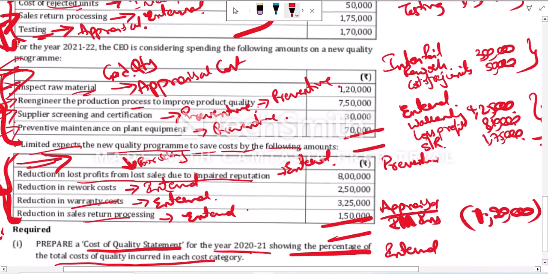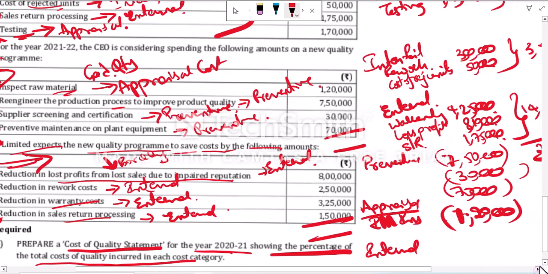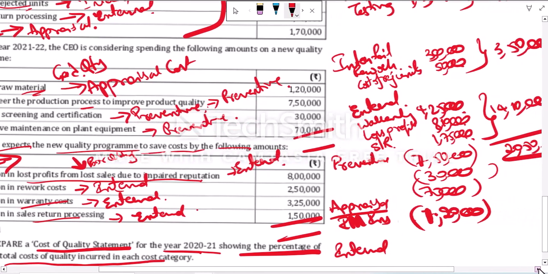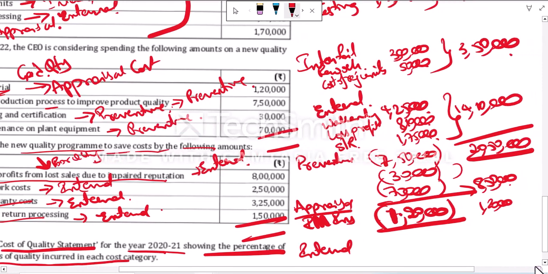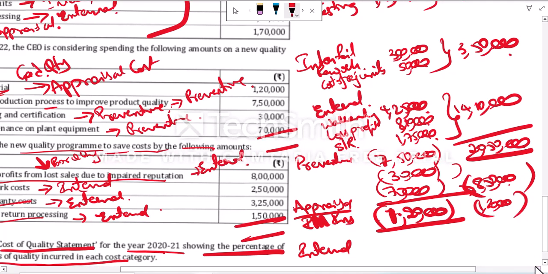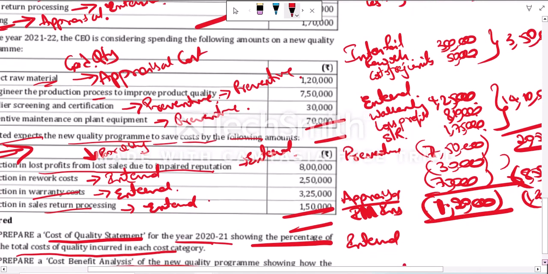First write this cost, preventive cost, all other are preventive cost, no? 7,50,000, 30,000 and 70,000 means 8,50,000, no? Write the total amount here. From this side 8,50,000, from this side 1,20,000. This is the negative amount. Here there is a reduction in this cost, means it is a positive effect.